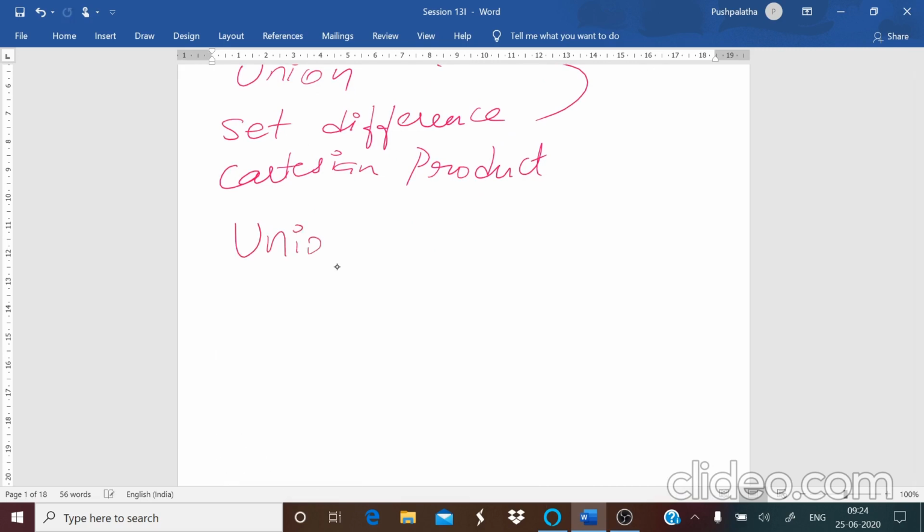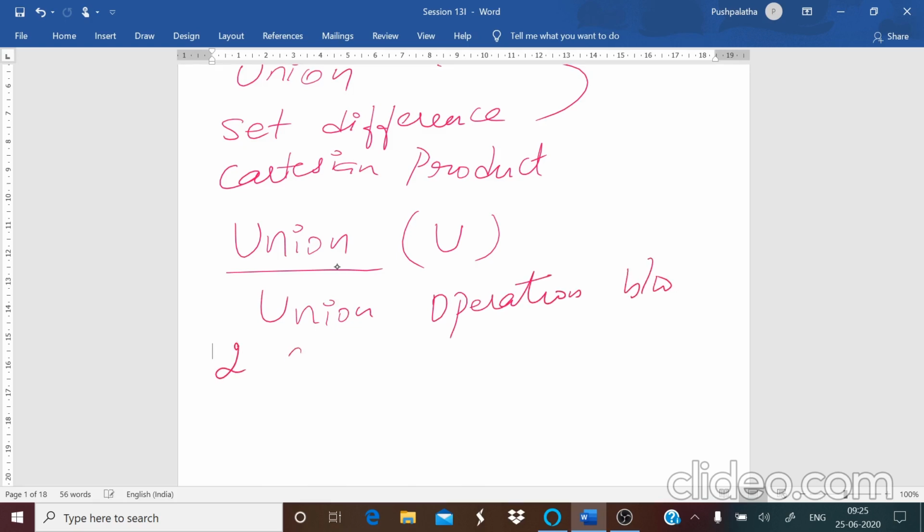Now you have already learned about this in your mathematics, arithmetic, set theory, union, intersection, all these things, right? So here also the union operation is represented by a U. It represents the binary union operation between the two given relations, and it is denoted by the symbol U.